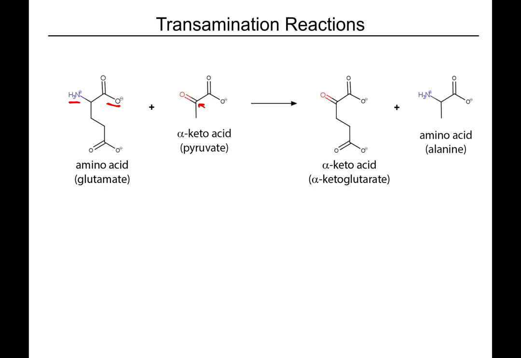So we start off with one amino acid and one alpha keto acid, and in this example, I'm showing pyruvate. And the reaction basically switches those two functional groups. What we see here is on our original amino acid, where we had this amine, it becomes the ketone. So our amino acid becomes an alpha keto acid, and our original alpha keto acid became the amino acid. So we are transferring the amino group from one molecule to another molecule, hence the transaminations.